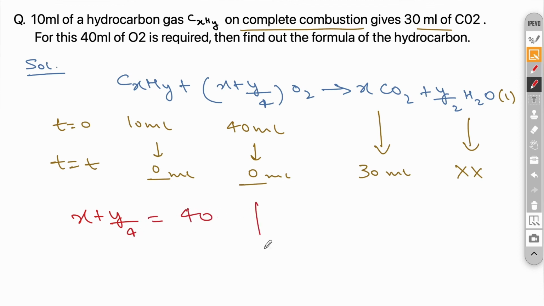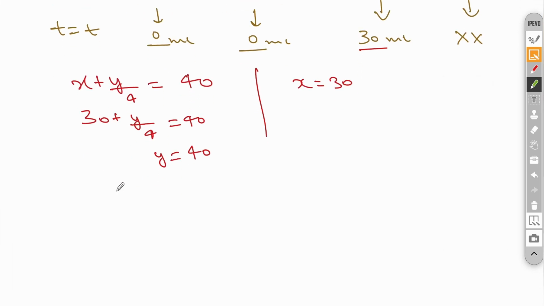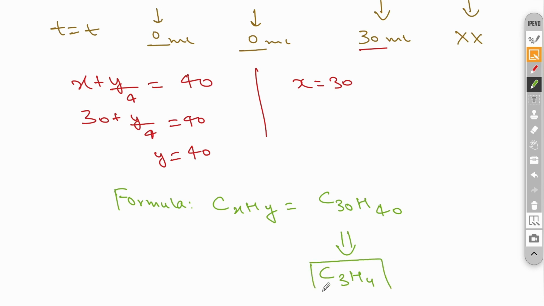Here x plus 5 by 4 should be equal to 40, and similarly x should be equal to 30 for this reaction to be balanced. Now simply putting the value of x in the first equation, y will come out to be 40. So the formula for this hydrocarbon is CXHY, which is C30H40, right? On simplification, it will come out to be C3H4. So this is the formula for this hydrocarbon. Hope you understand this.